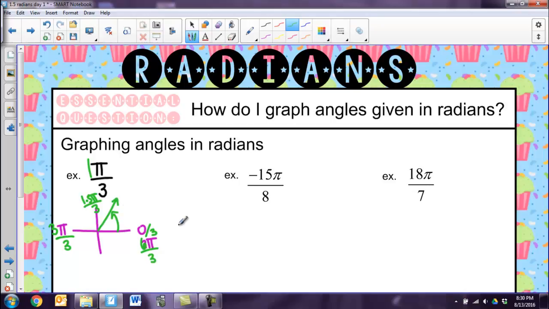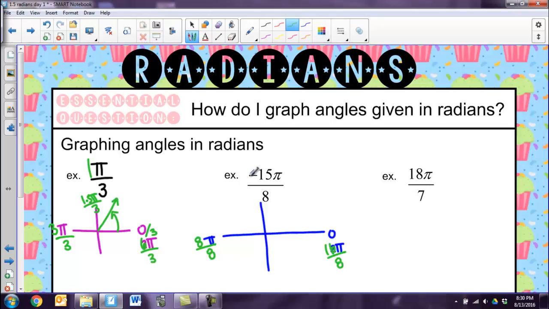And that's all you've got to do. Okay, so let's think about something that looks a little more tricky, like negative 15 pi over 8. I'm going to follow the same steps. So I'm going to look here. I'm going to label what I know for sure. I know 0, I know pi, I know 2 pi. Then I'm going to write these values in terms of whatever denominator they gave me. So I'd have 8 pi over 8, 0 pi over 8, and 16 pi over 8.